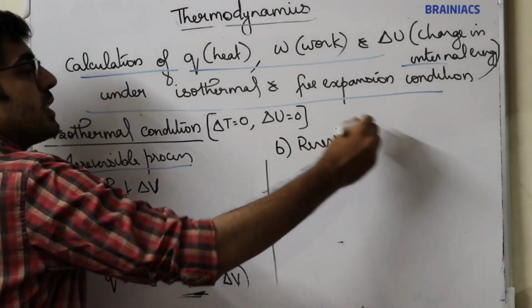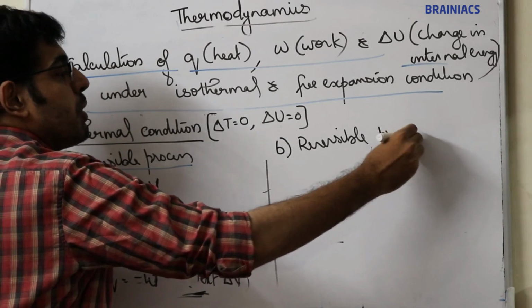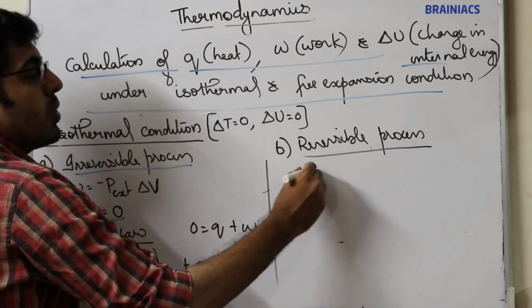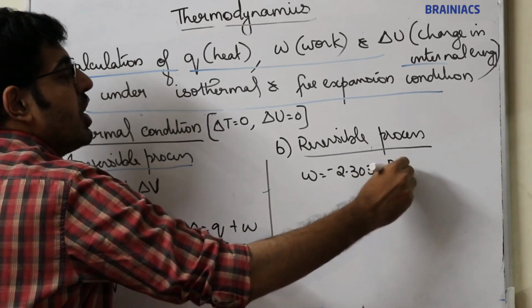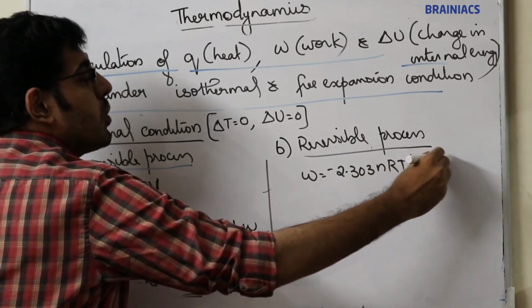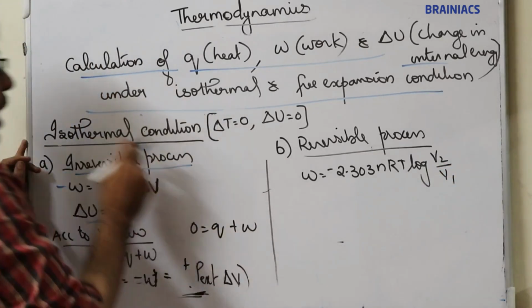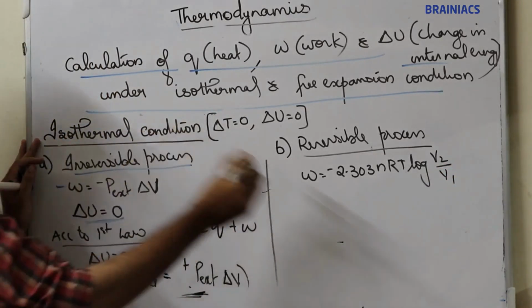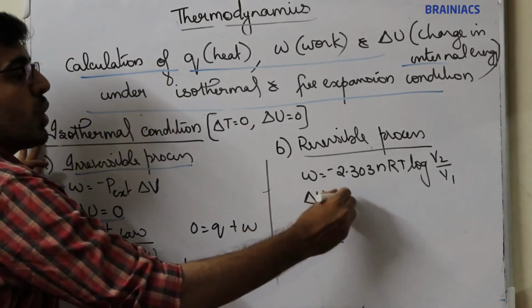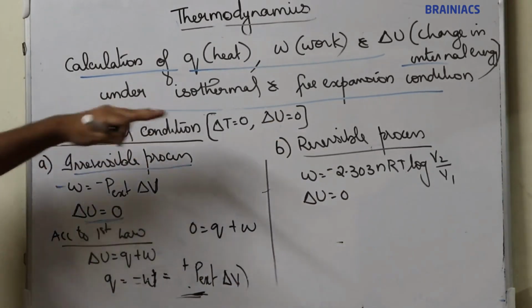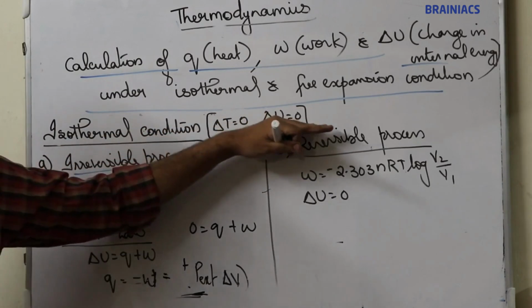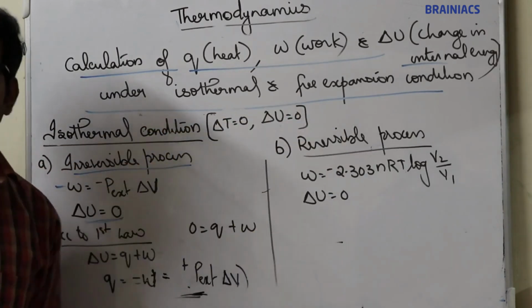Now for reversible process, W is equal to minus 2.303 nRT log V2 by V1. Now, under isothermal condition, delta U is equal to 0. Change in internal energy is equal to 0. Always under isothermal condition, delta T and delta U will be equal to 0. So delta U is equal to 0.